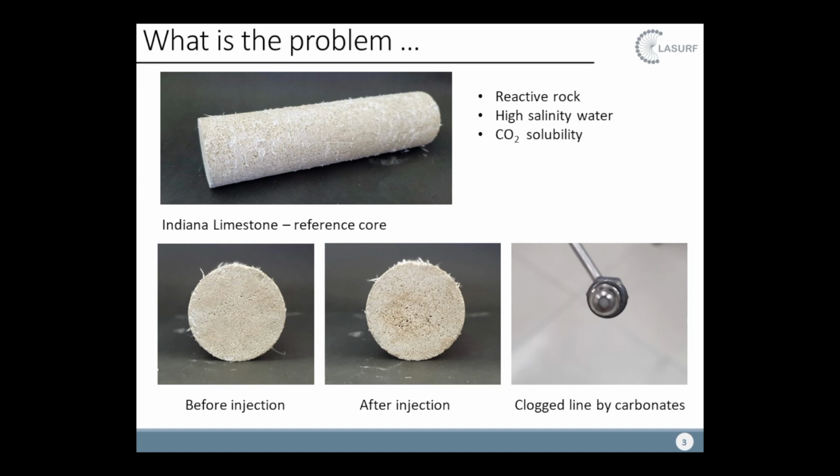So in this particular case, 1.2 meters of the line was clogged with carbonate. It took us a little bit more than a day to unclog this, because all the carbonate had precipitated in the line.